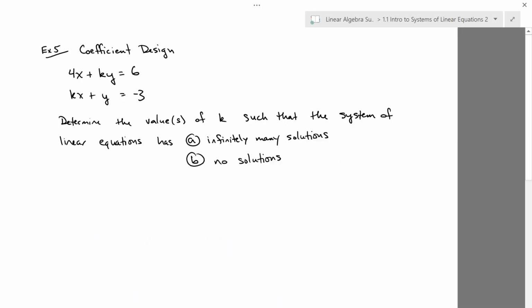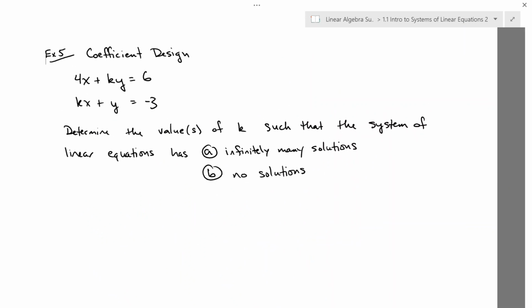Okay, so let's move on to the last page of this worksheet, where we're given this example, which is called coefficient design. Basically, you have a system of equations in two variables, right? So two equations in variables x and y, where some of the coefficients are replaced by a parameter k. Even though k is a letter, you shouldn't really think of k as being a variable. It's an unknown parameter is a better way of thinking of it, right? And we're trying to figure out what k is.